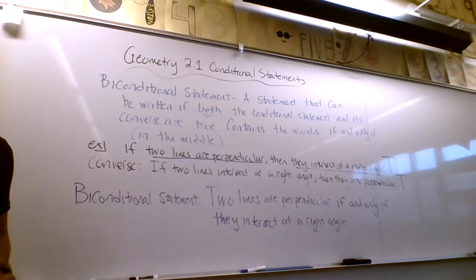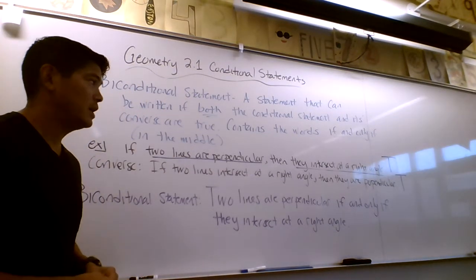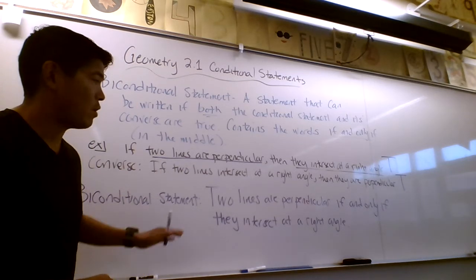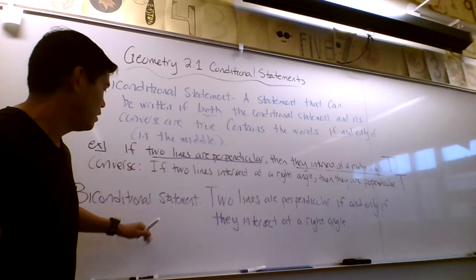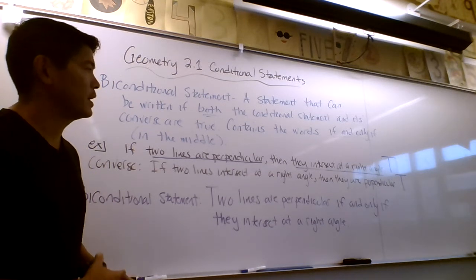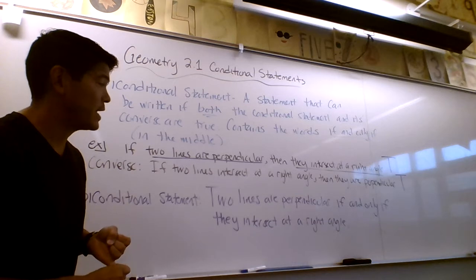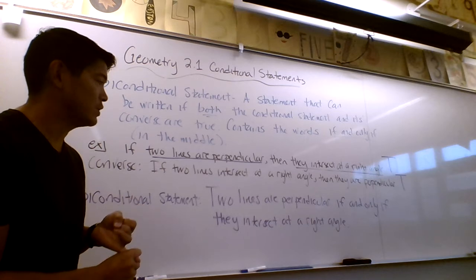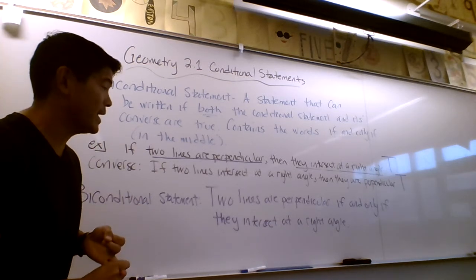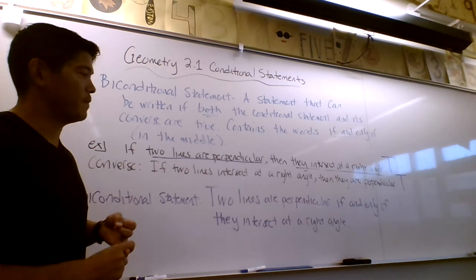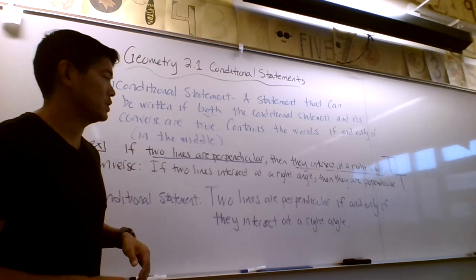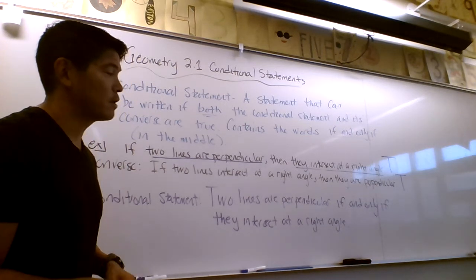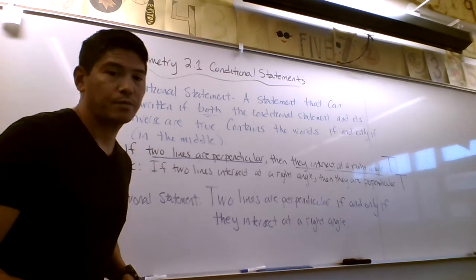The other way that you can write the biconditional statement is like this: Q, if and only if P. Without writing it out, just going over it orally, the biconditional statement could have been something like, two lines intersect at a right angle if and only if the lines are perpendicular. So you could actually switch hypothesis and conclusion for your biconditional statement. Either of those would be correct.